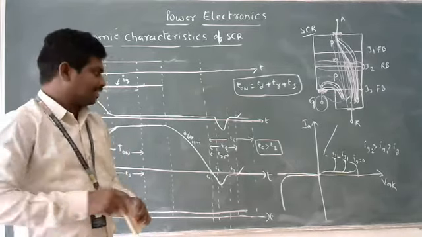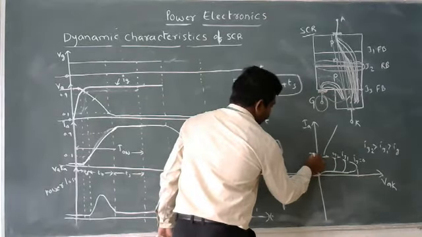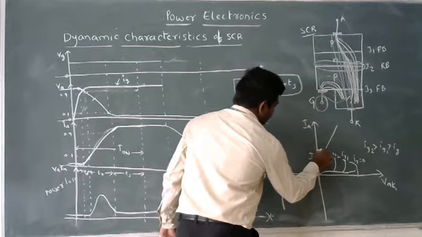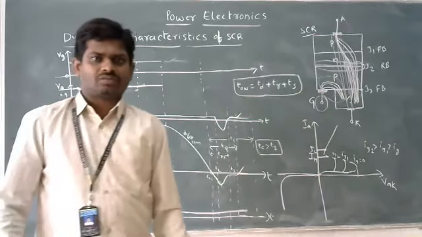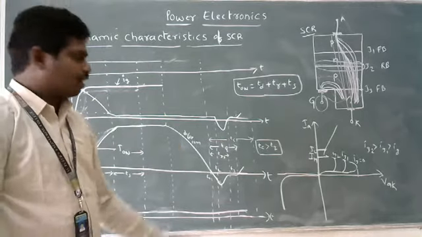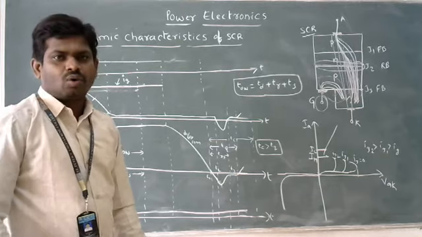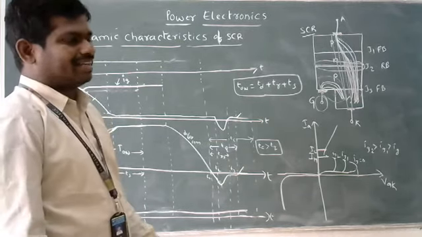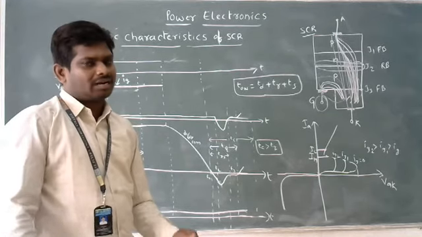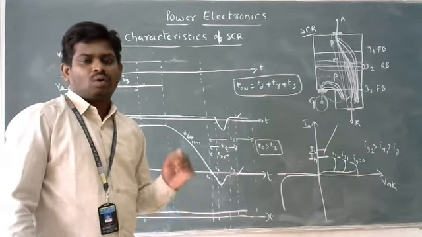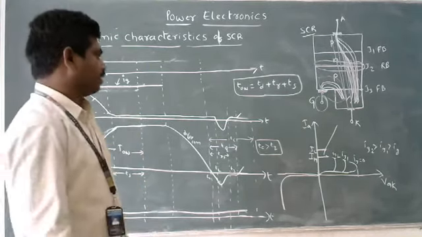As I have given here, you can see this is the IH, this is the IL. The static characteristics of SCR are associated with two terms: latching current and holding current. They are correlated, and there is a relation between them. Latching current is always greater than holding current. It is almost 1.5 to 2 times the holding current.